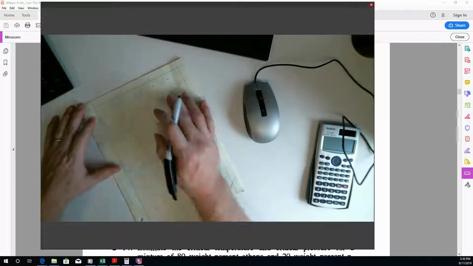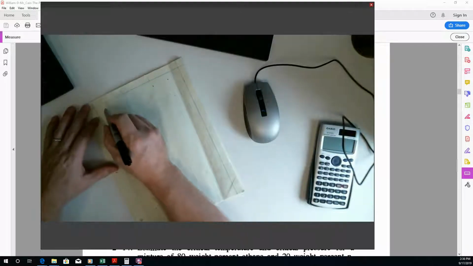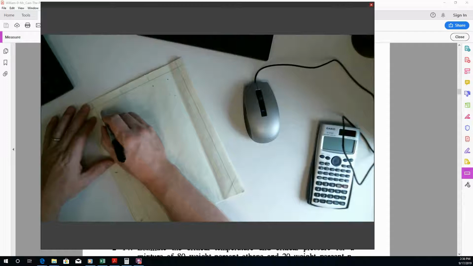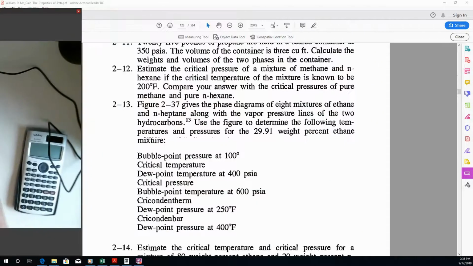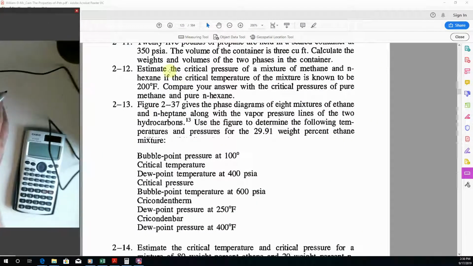Here's a quick one. This one doesn't even hardly count. It's so small. So 2-12. Let me show you over here. 2-12. Estimate critical pressure mixture of methane and N-hexane.